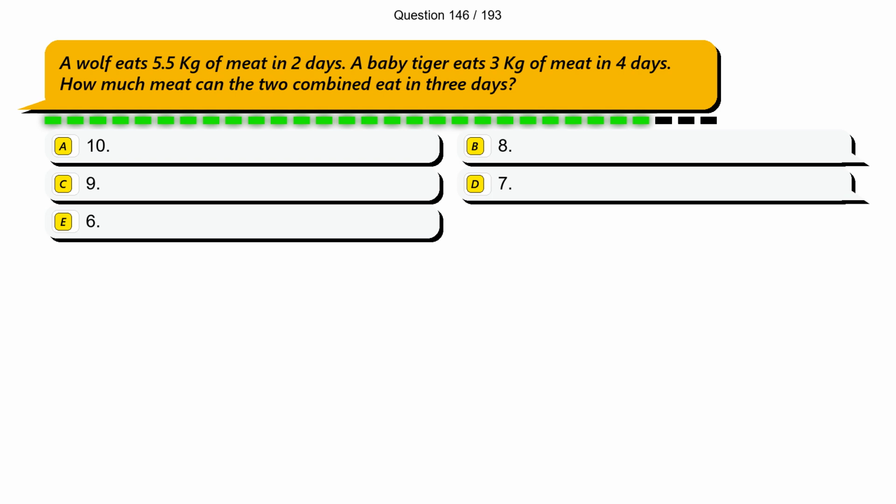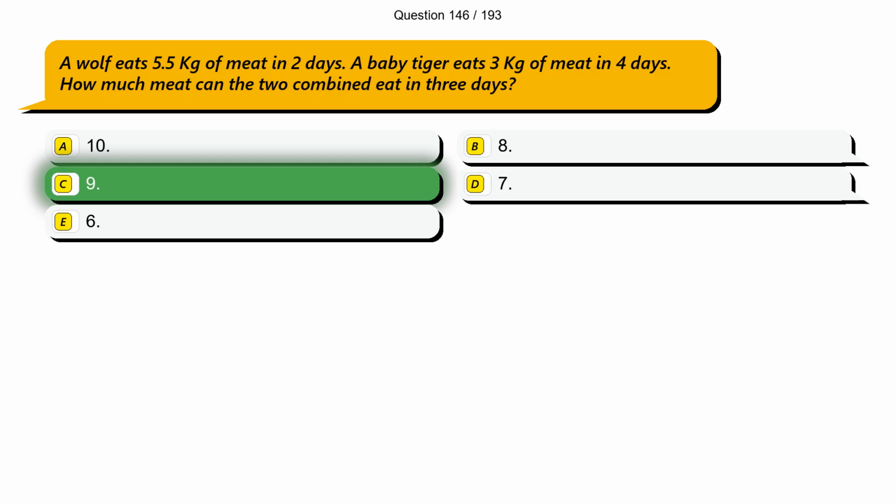Question 146. A wolf eats 5.5 kilograms of meat in 2 days. A baby tiger eats 3 kilograms of meat in 4 days. How much meat can the two combined eat in 3 days? Option A 10, option B 8, option C 9, option D 7, option E 6.